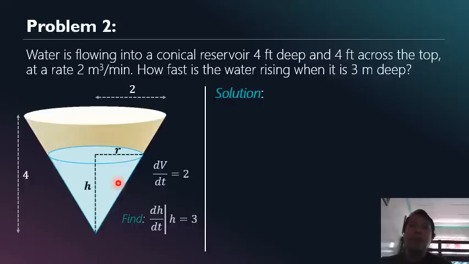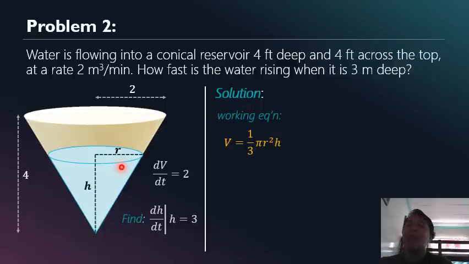So, if you recall, what is the formula for finding the volume of a cone whose radius is r and whose height is h? That is 1/3 pi r squared h. Okay, so that is now our working equation. 1/3 pi r squared h. This is now the volume of the water inside the conical tank.